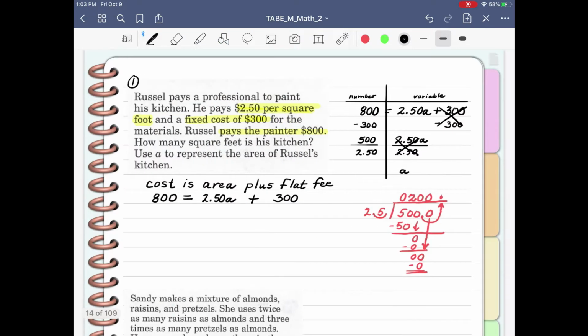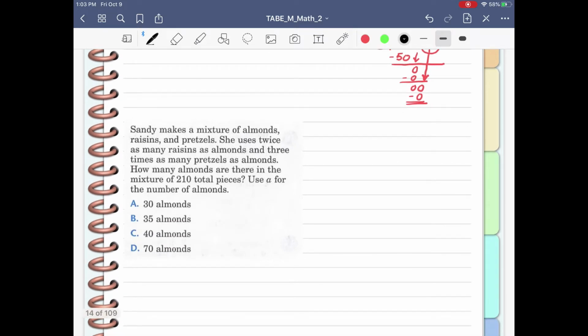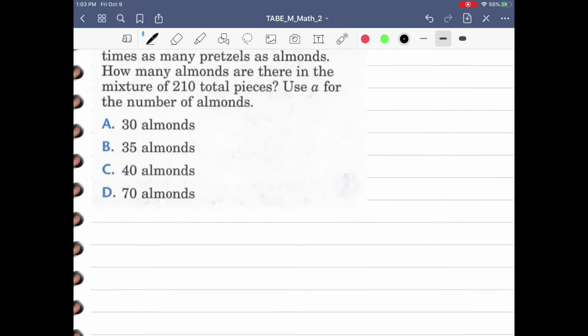Number 2. Sandy makes a mixture of almonds, raisins, and pretzels. She uses twice as many raisins as almonds and 3 times as many pretzels as almonds. How many almonds are there in the mixture of 210 total pieces? Use A for the number of almonds. This is a classic algebra problem.